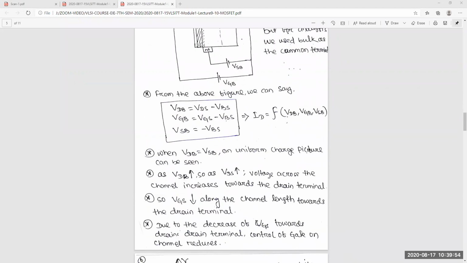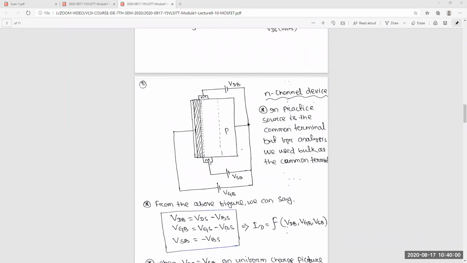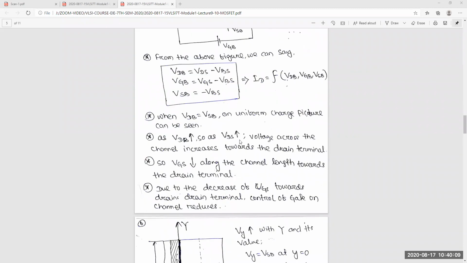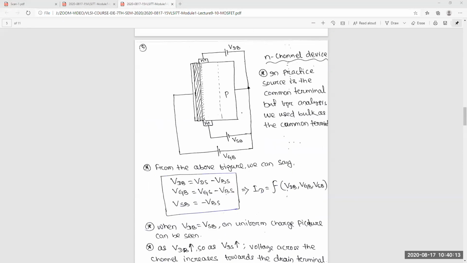As VDB increases, VDS increases. VDS means this voltage to this voltage, drain to source. If this voltage increases and this is constant, then this voltage will increase. So VDS increases, and the voltage across the channel increases towards the drain. Means if you go towards the drain, this voltage will increase. Suppose this is 0, this is somewhat more than 0.